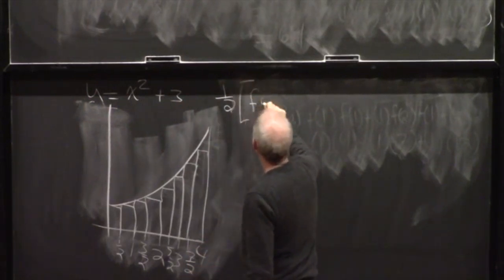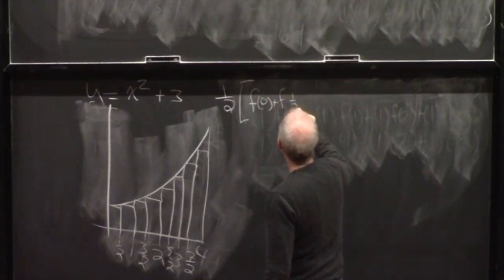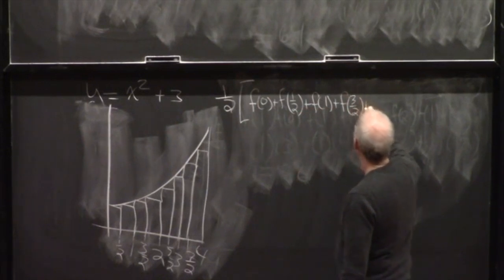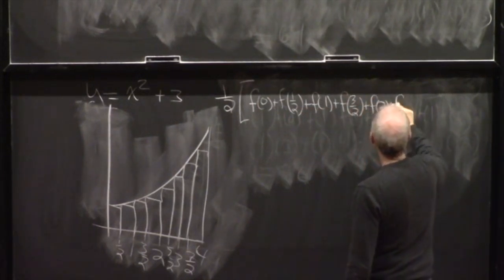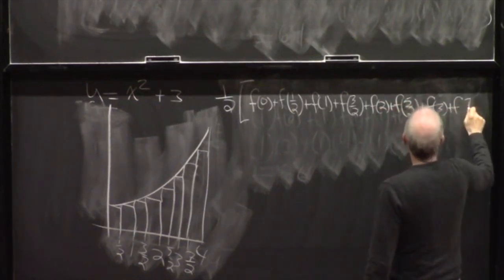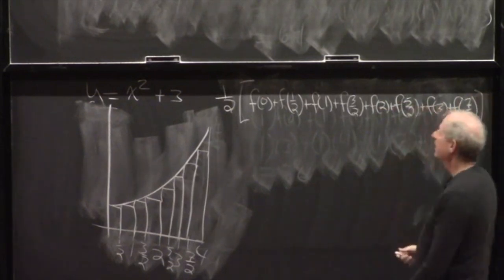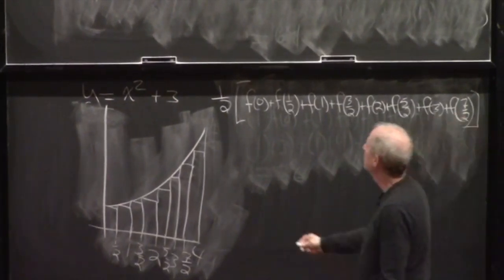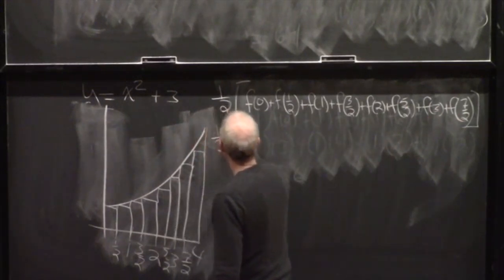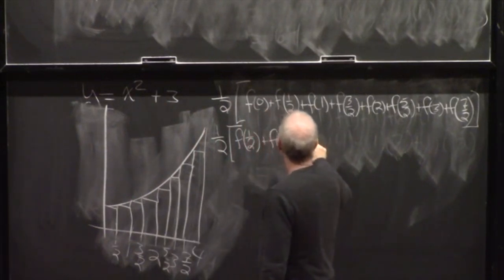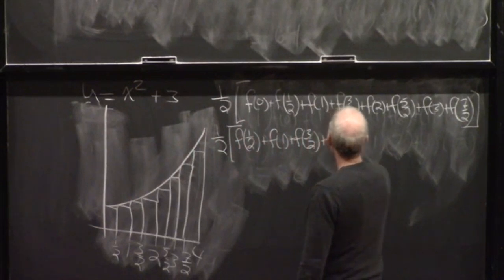And I would have f at 0 plus f at a half plus f at 1 plus f at 3 halves plus f at 2 plus f at 5 halves plus f of 3 plus f of 7 halves. And that would be my left-hand rectangles. So now I have 8 of them. And if I were doing the right-hand side, I'd have a half, that's the width of all of them. F at a half, f at 1, f at 3 halves, f at 2. This gets tedious, as you can see.